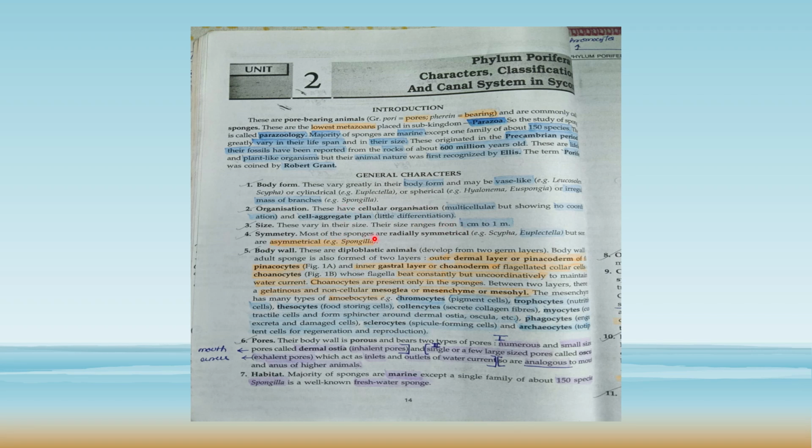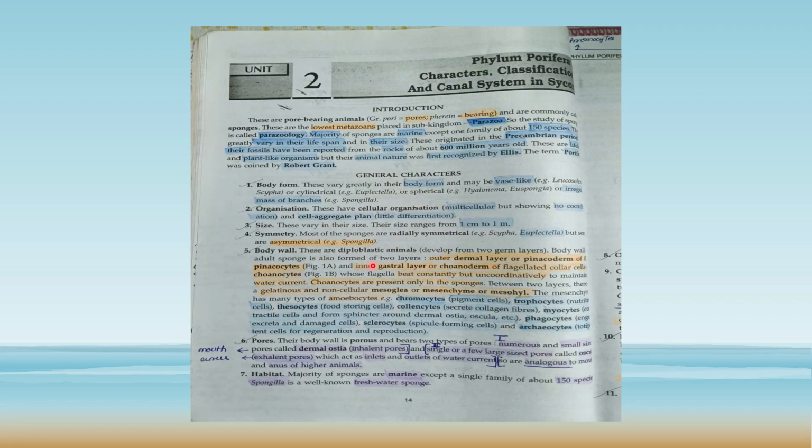no coordination. Cell aggregate plan is little differentiated, so there is not very much differentiation. Size, they may vary in size. Size range is 1 centimeter to 1 meter, so they can be 1 centimeter also, and they can be as long as 1 meter also. Now let's move to the symmetry. Sponges are radially symmetrical. That means they can be cut from any plane into equal halves. Examples of these are Scypha, Euplectella, and they can also be asymmetrical. Example, Spongilla, I have told earlier.